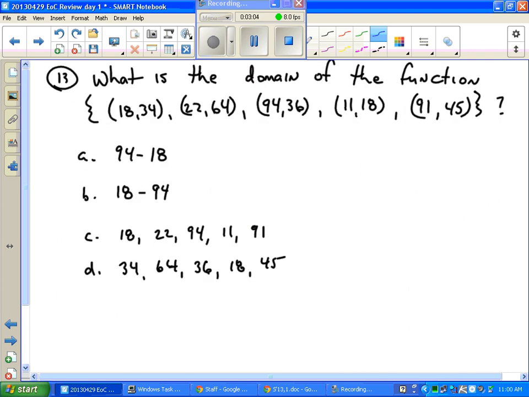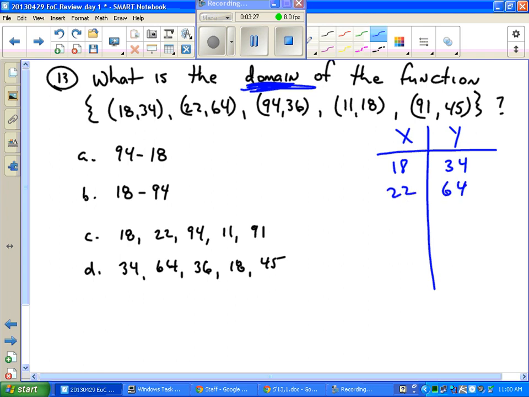Number 13 says, what's the domain of the function? This is one of those things we didn't really concentrate too much on what the word domain is because it's really easy to show in review. If you're looking at all of these points, 1834, 2264, and so on and so forth, if you would write them all in a column, they would look like this: X comma Y, or 1834. The second would be 2264. The third one would be 94.